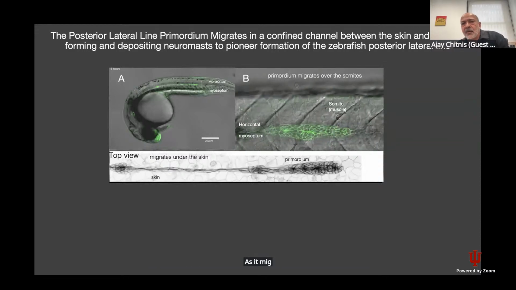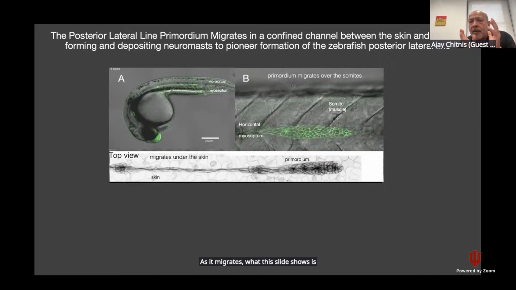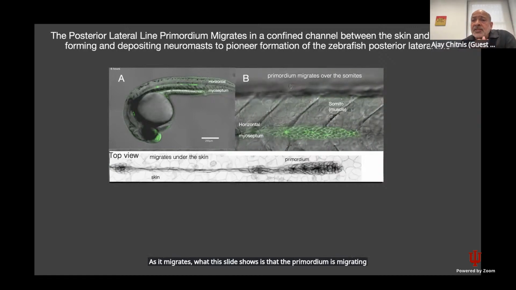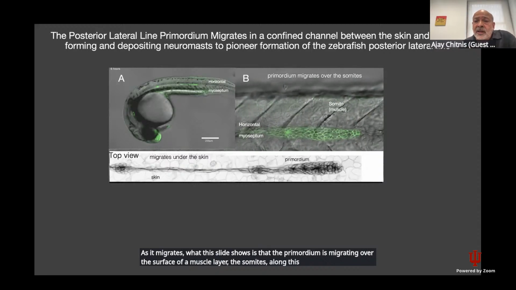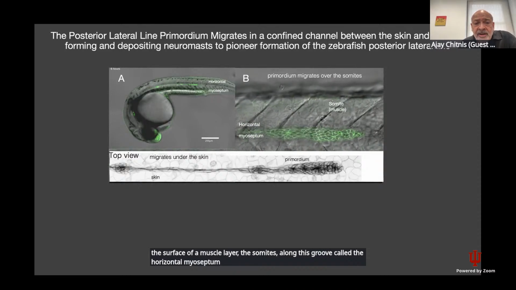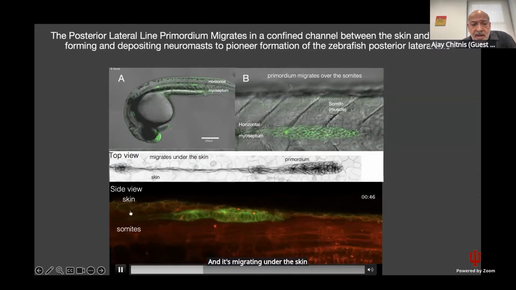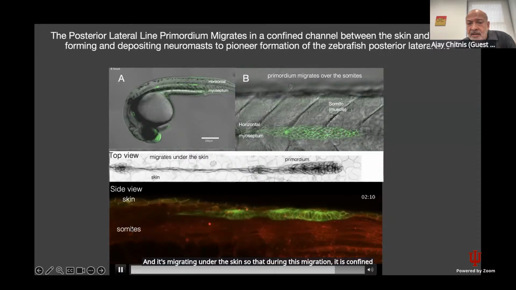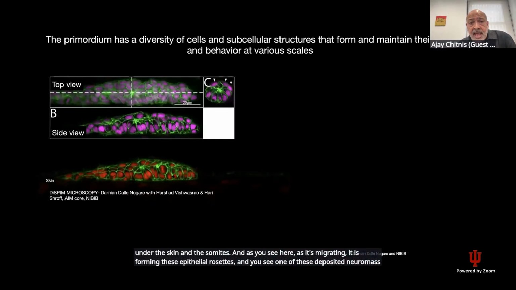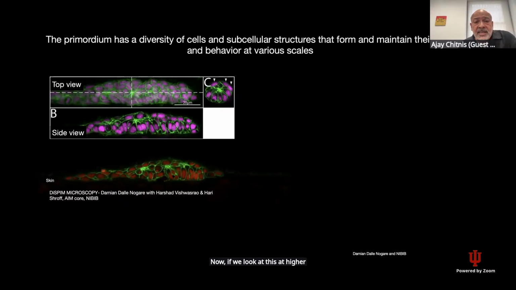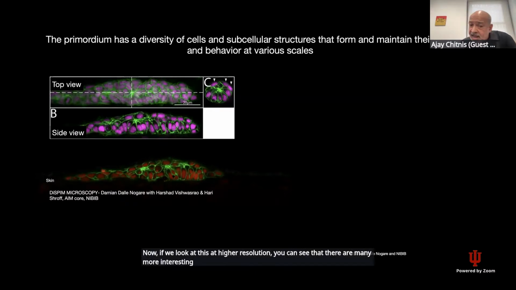What this slide shows is that the primordium is migrating over the surface of a muscle layer, the somites, along this groove called the horizontal myoseptum, and it's migrating under the skin, so during this migration it is confined under the skin and the somites. As you see here, as it's migrating, it is forming these epithelial rosettes, and you see one of these deposited neuromasts. Now, if we look at this at higher resolution, you can see that there are many more interesting features that we had not recognized before we were able to do this kind of microscopy.